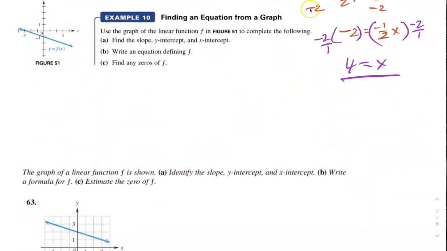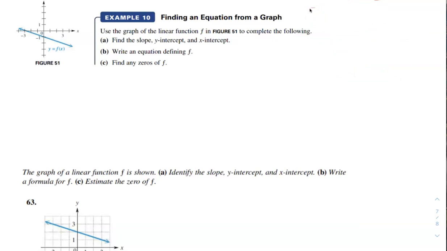Next one. Let me erase some of this. You can always pause anytime you want. Next one. Use the graph of the linear function to complete the following. Find the slope, y-intercept, and x-intercept. So they give us a graph.